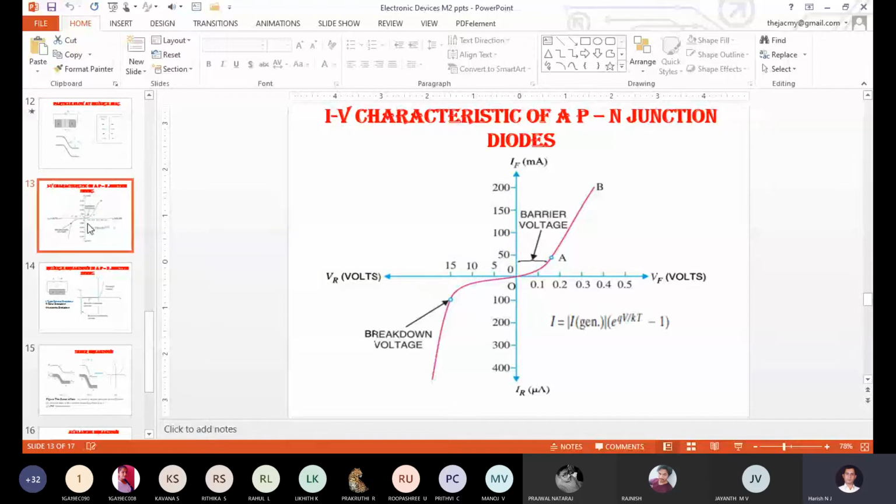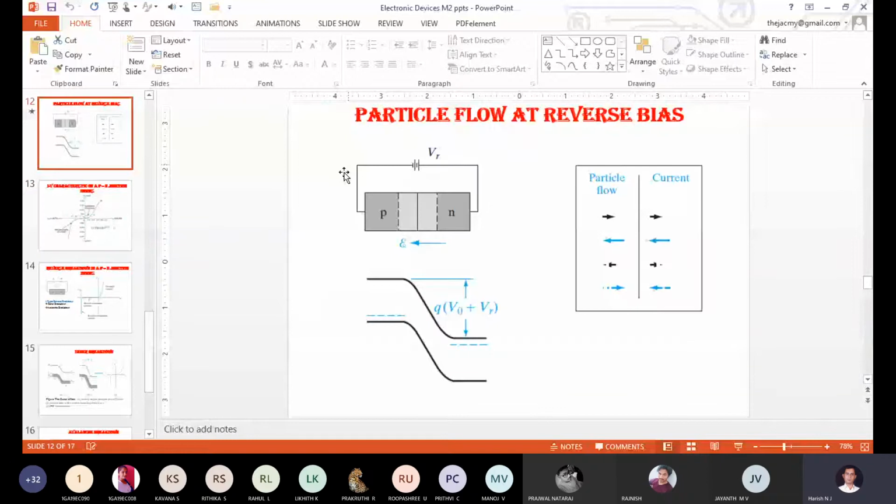At the same time, will you be able to guess, when the diode becomes reverse bias, what about the diffusion current? Anyone? Zero. Exactly, it will be zero. When the diode becomes reverse bias, the diffusion current will be equal to zero.